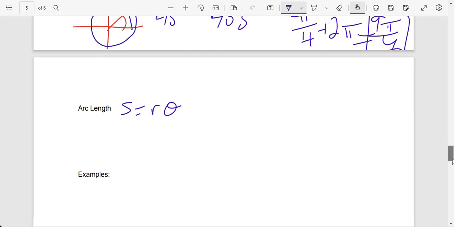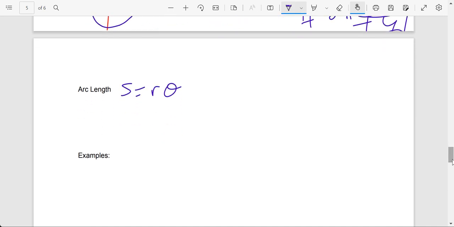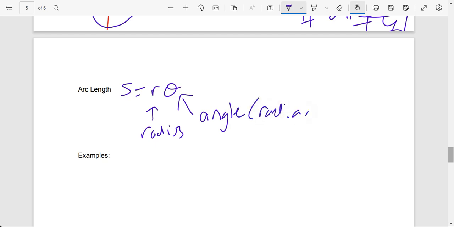Arc length. The formula is S equals R theta. What do they mean? R is your radius. Theta is your angle in radians. Okay, it's in radians. Important note, if I give you an example of finding the arc length in degrees, you're going to need to change it to radians, or it's wrong. And S, of course, is the arc.